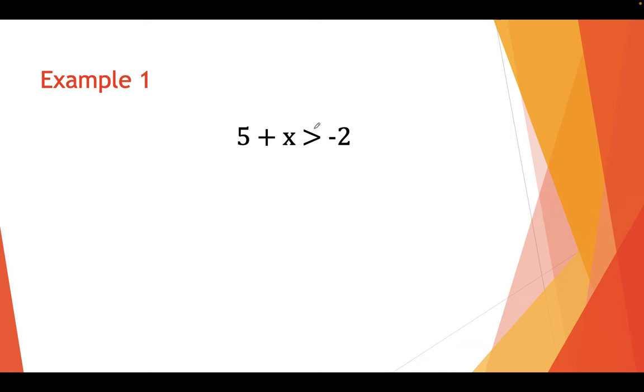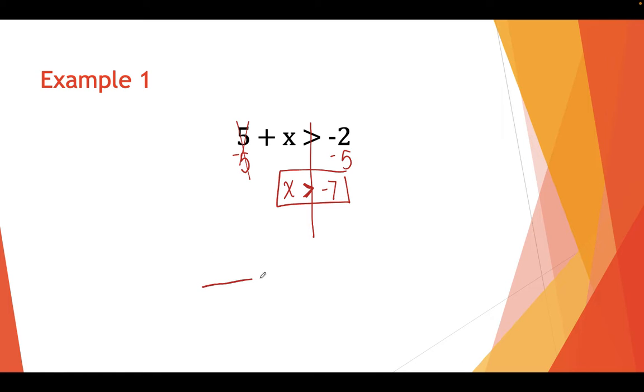5 plus x is greater than -2. We set up and solve this problem exactly the same way that we solved the previous one. The only difference is that in our answer we have a greater than symbol instead of an equal to sign. So what this means is that x can be any number that's greater than -7 to make that inequality a true statement. Numbers greater than -7 are -6, -5, -4, -3, -2, -1, 0, 1, 2, 3, 4, and so on.